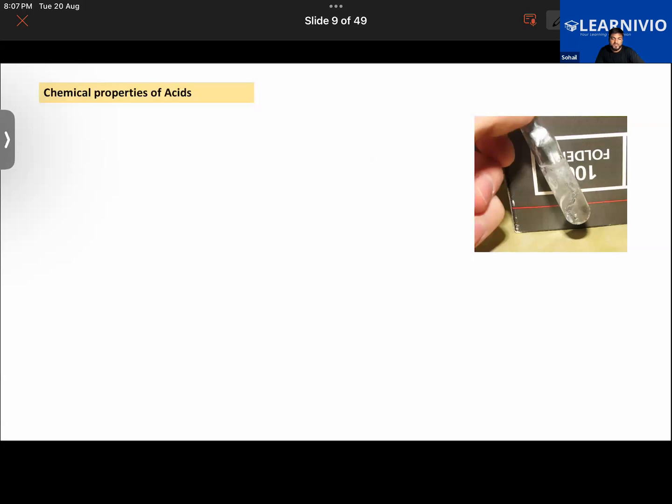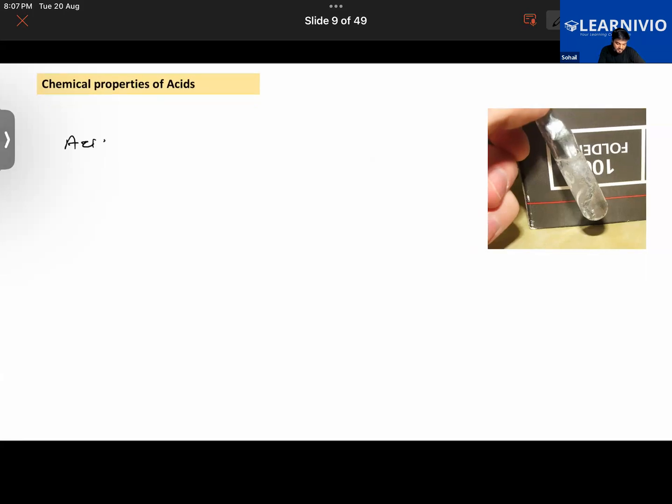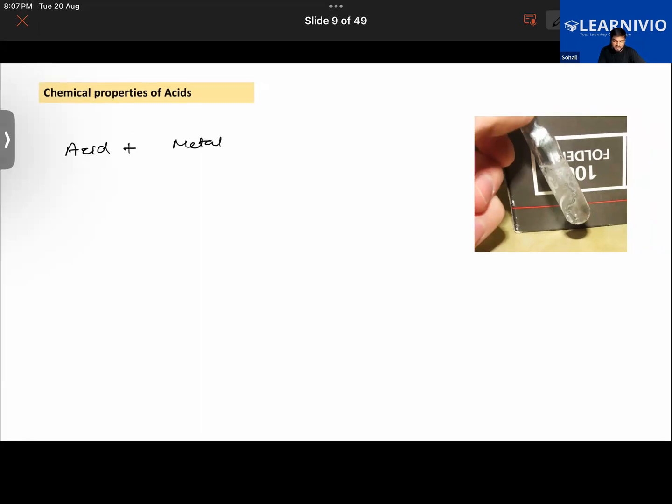The chemical properties of acids are that they react with a number of substances. When acids react with metals, not any metal, only certain kinds of metals, the products formed will be a salt, plus hydrogen gas will be released. Do you guys getting? This is a chemical property. Why? Because a chemical reaction is happening here.